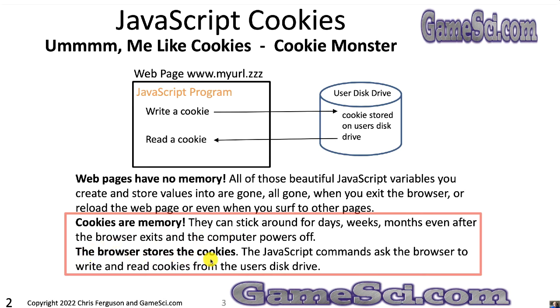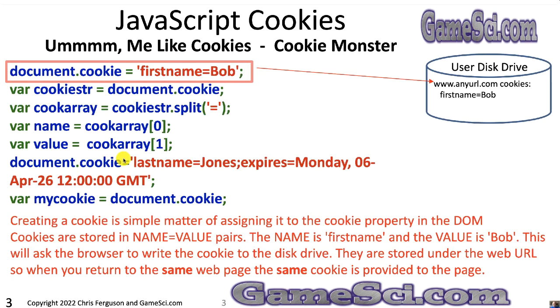The browser stores the cookie. The JavaScript commands ask the browser to write and read the cookies from the user's disk drive. It may look like in these examples that JavaScript is storing the cookie, but all JavaScript is doing is requesting the browser to store the cookie. That's why there's always an option on a browser to disable cookies. And if the browser says I won't write a cookie, then your JavaScript is not going to write a cookie.